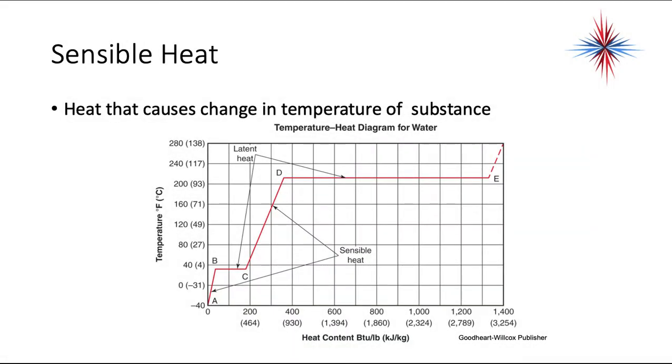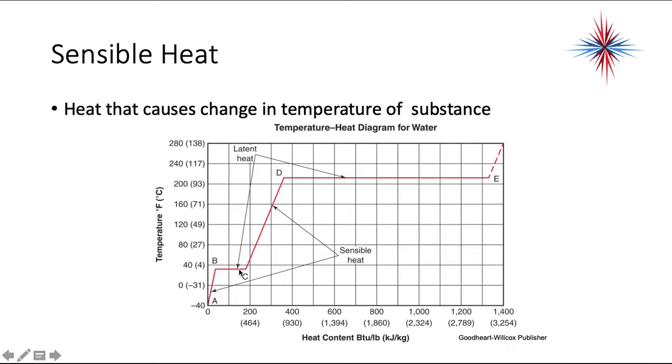Sensible heat is the heat that causes a change in temperatures of a substance. Okay, now here's an enthalpy diagram for water. Okay, let's take a look at this, starting with A. Negative 40-degree water, okay, is ice. We take and we add sensible heat to bring the temperature up to 32 degrees, which is your point B on the chart.